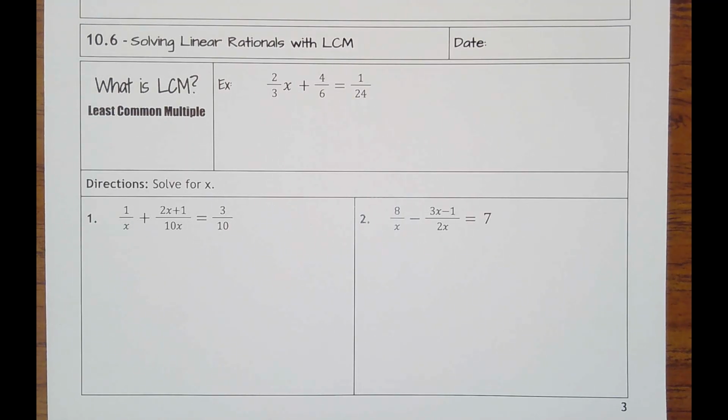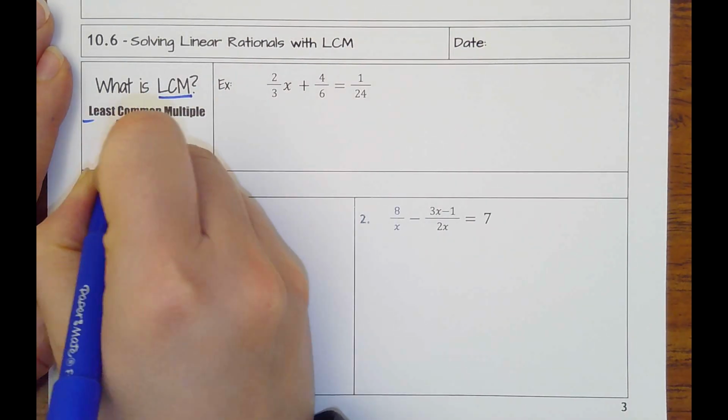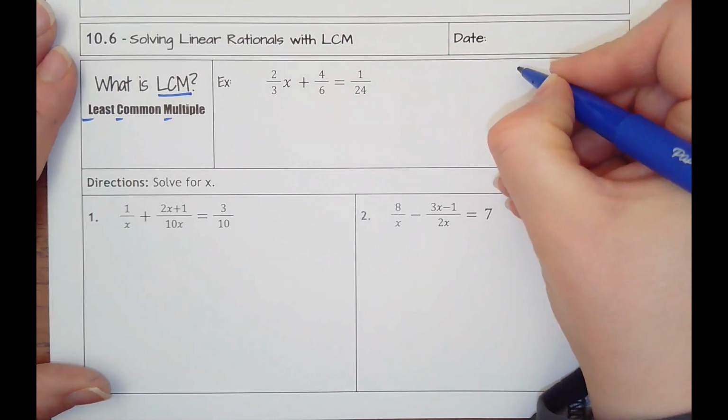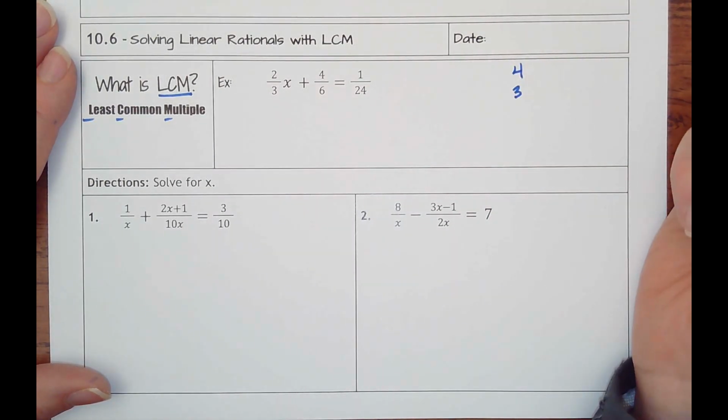Lesson 10.6 is solving linear rationals with LCM. And if you're not familiar, LCM stands for least common multiple. A least common multiple versus a greatest common factor: multiples have to be that number or bigger. Think you're multiplying. So for example, if I had 4 and 3, and I said, what's the least common multiple?